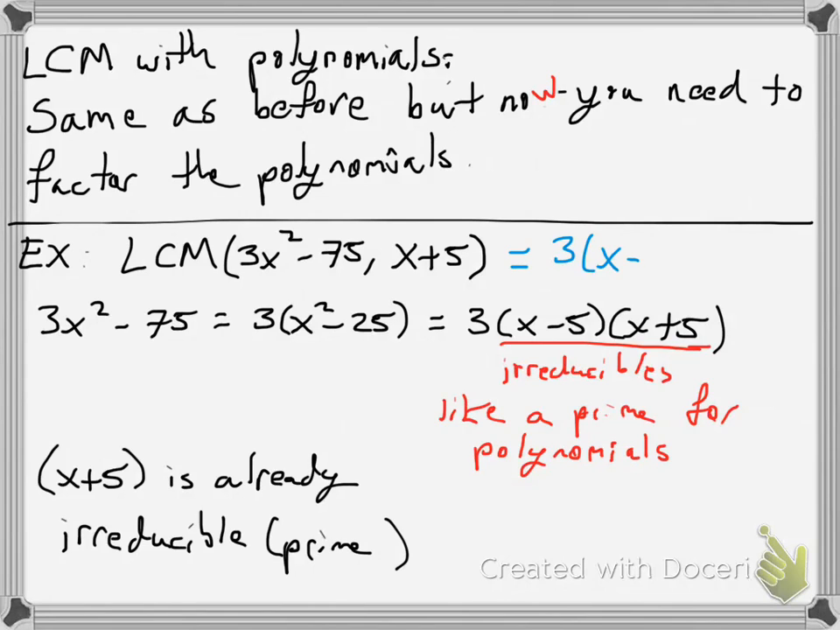Okay. So here's what I say our LCM is. I see the number 3, so we're going to include the number 3. Then I'm going to take one of each polynomial irreducible factor: the x minus 5 is a factor, and the x plus 5 is a factor. So I'm going to take one of each factor and then the highest power. Well, everything's to the first power. There you have it. That's your LCM.